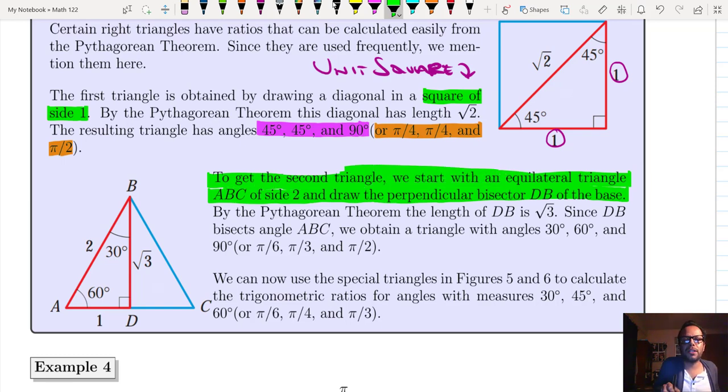The second triangle is the one we have on the left right here. Notice the length of each side that I'm highlighting is 2 units, 2 units, and 2 units, right? It's an equilateral. That means equal sides. Equilateral means equal sides. The length of all sides is the same. Okay, what about this perpendicular bisector?